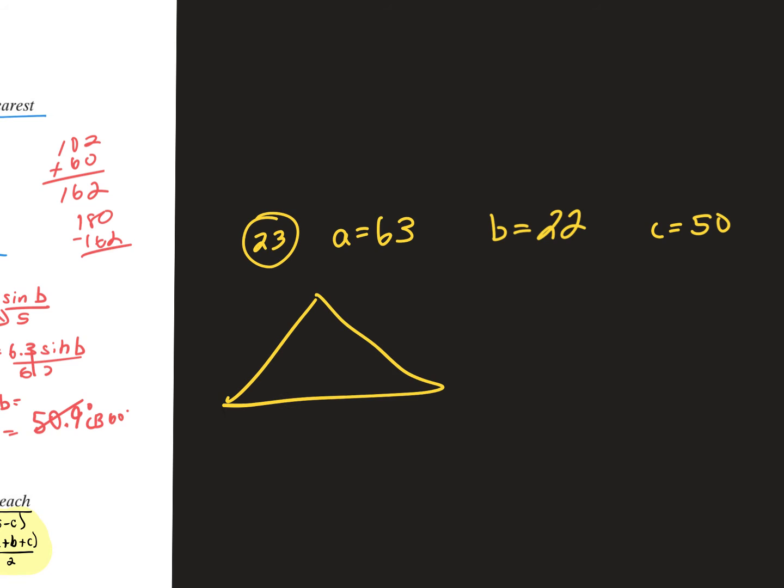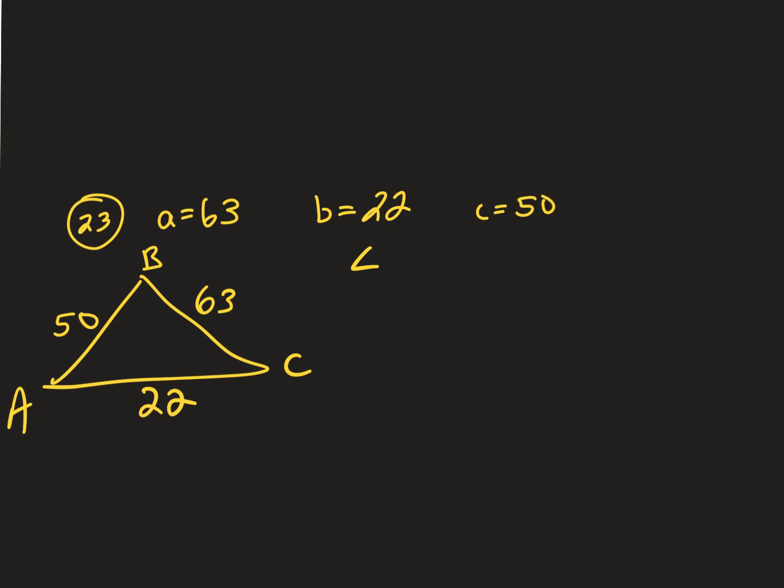All right, so I'm going to draw my triangle. I have A, I have B, and I have C. The side across from A is 63, the side across from B is 22, and the side across from C is 50. In this case, what do we not have? The angles. We don't have any of the angles. So I have to find all 3 of the angles: angle A, angle B, and angle C.